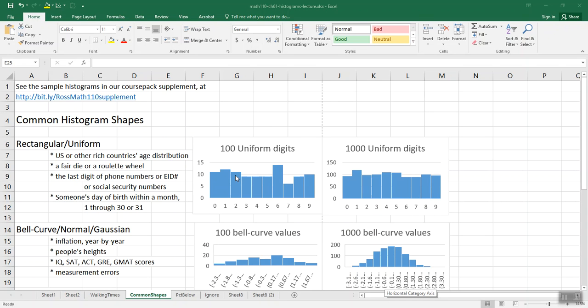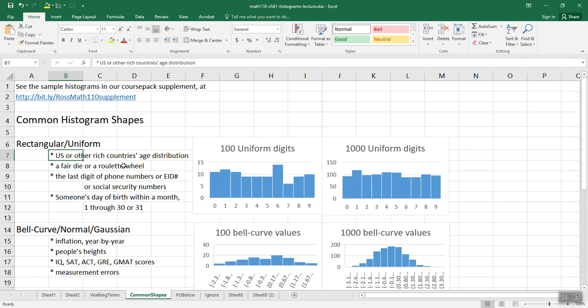Now that we've seen some example histograms in that course pack supplement, let's take a step back and organize what we saw. So some of them were rectangular or uniform, like the age distribution in the US. Other things that are uniform is just rolling a fair die. You get the number 1 just as often as you get the number 2 or the number 3 or 4 or 5 or 6.